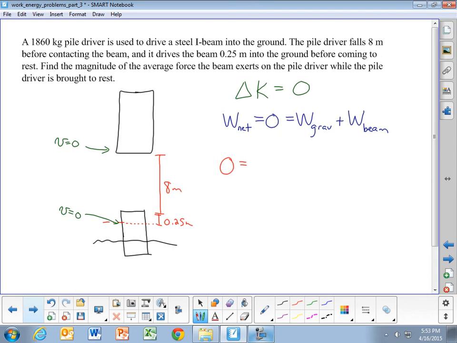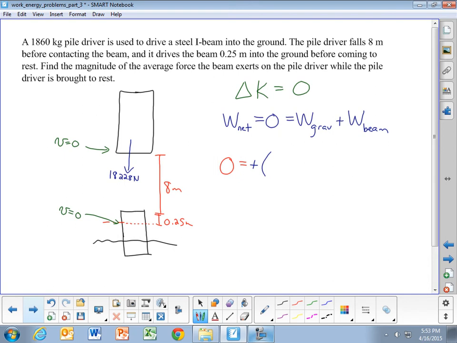So the work done by gravity, well, that's going to depend on the force of gravity acting on this pile driver. This force of gravity is 1,860 times 9.8. So that's 18,228 newtons. So the work done by gravity: the force of gravity is down, it's moving downward. So it's going to be the force of gravity times the vertical distance, and it is positive because the force is down and the motion is down. If the force and motion are in the same direction, it adds energy to the object.